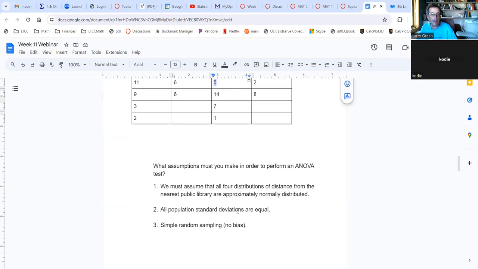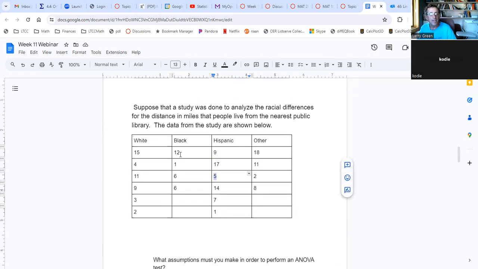Okay, we have to assume all population standard deviations are equal. That's just pretty much something you're going to assume. You have to assume simple random sampling. There's no bias because here in the statement, it didn't state at all about how the study was done. So we have to make that assumption, which there's a good chance is wrong. The assumptions are bad, but you have to.